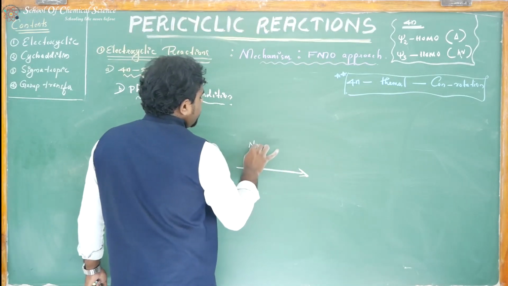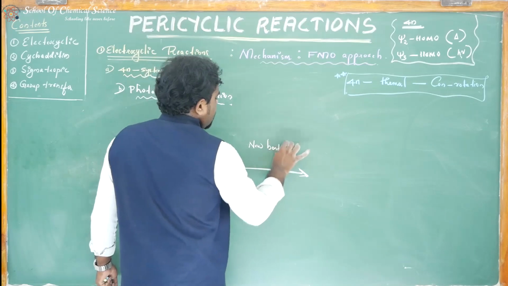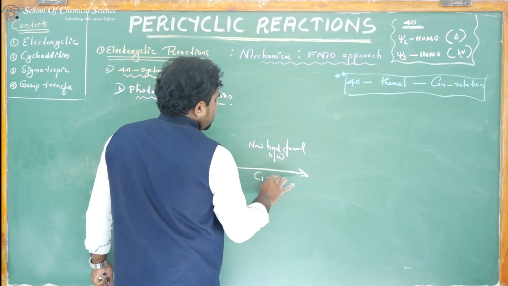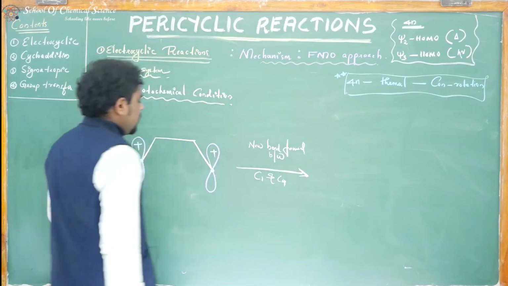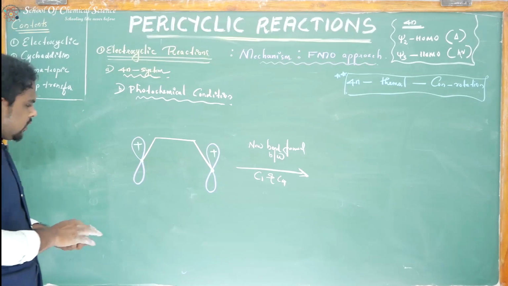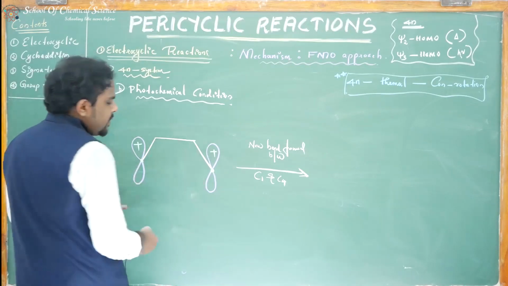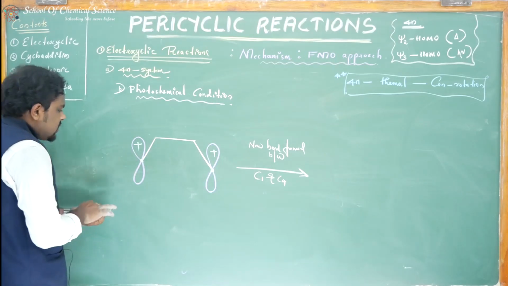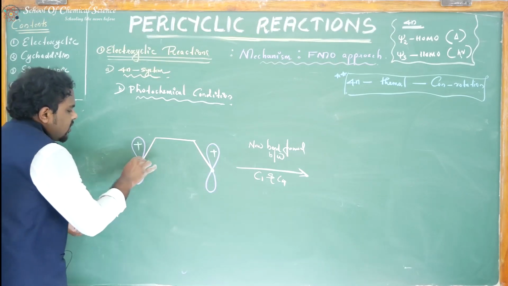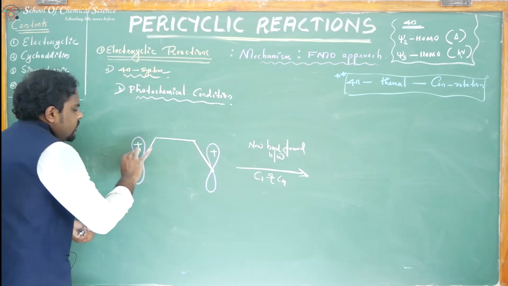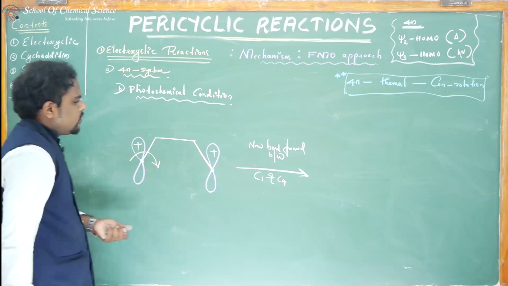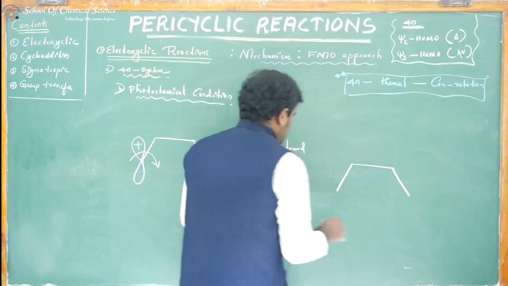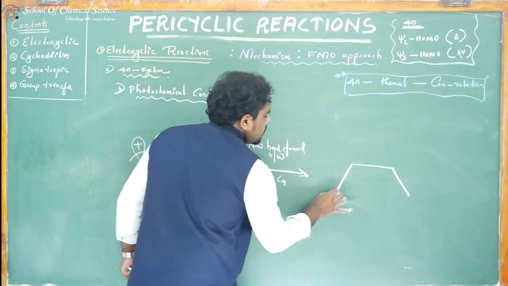So, a new bond is formed between C1 and C4. In order to make the bond formation, both overlapping orbitals must have the same sign. So, I am rotating the first one clockwise. This is the rotating center.